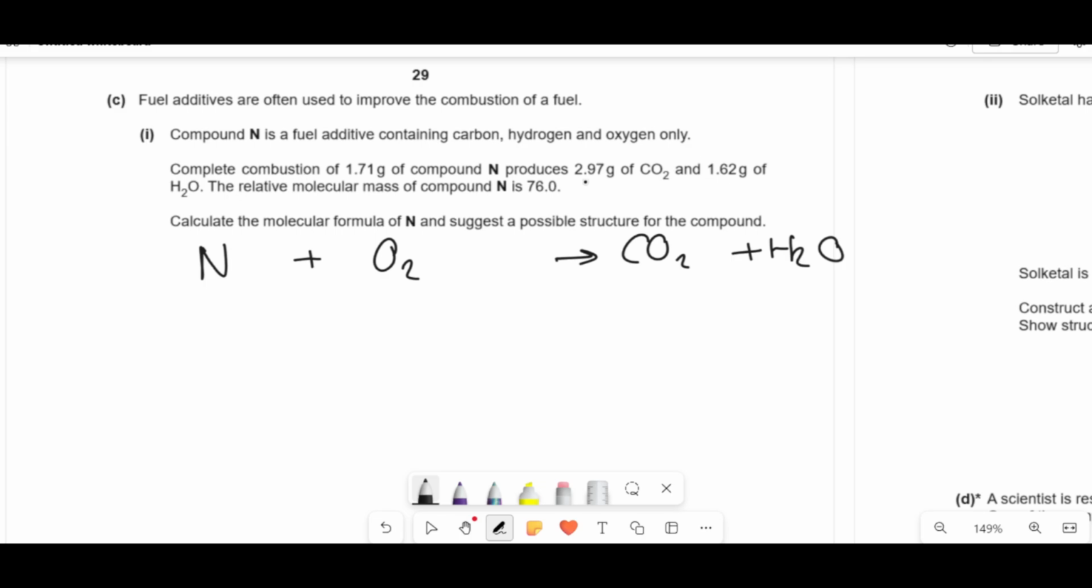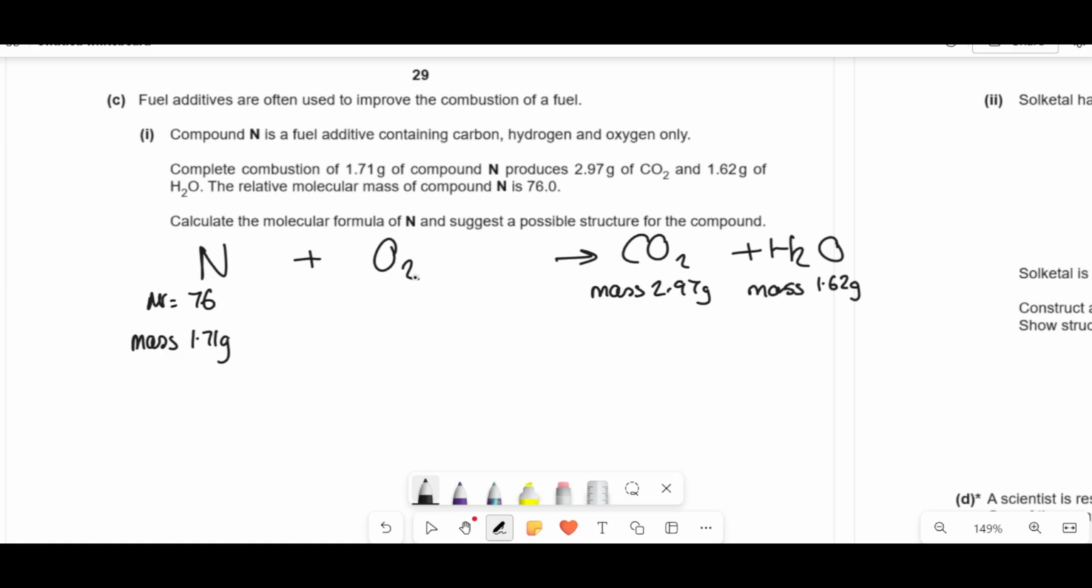Cool. Now, let's put the numbers in what we know. We know that this has an MR of 76, and complete combustion produces this much CO2. So we know that the mass that we've used of it is going to be 1.71 grams. Complete combustion of this produced this much CO2 and this much H2O. So we know that the mass of CO2 was 2.97 grams, and the mass of water was 1.62 grams. Cool. That's all we know. It says calculate the molecular formula of N and then suggest a possible structure.